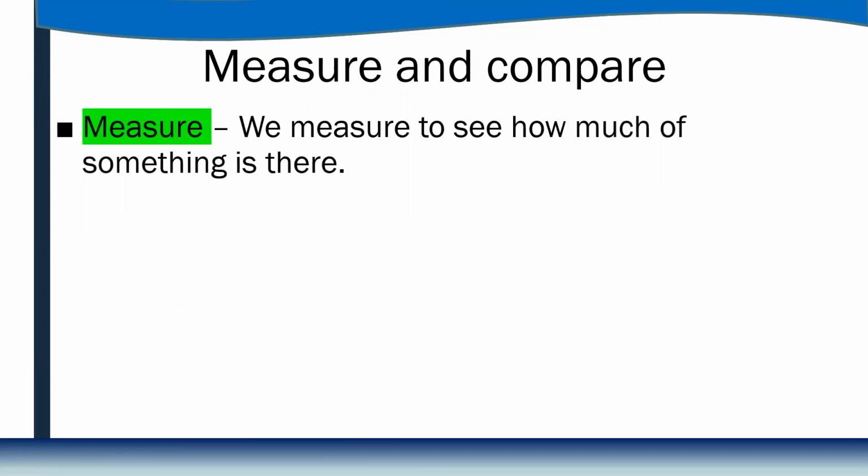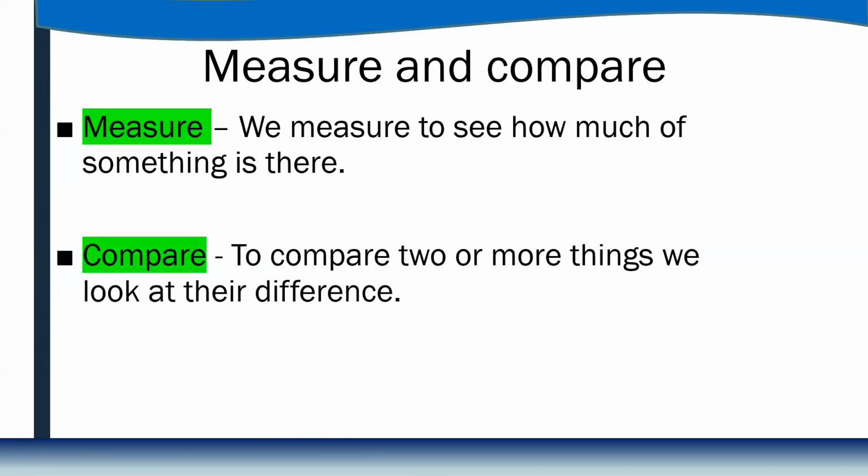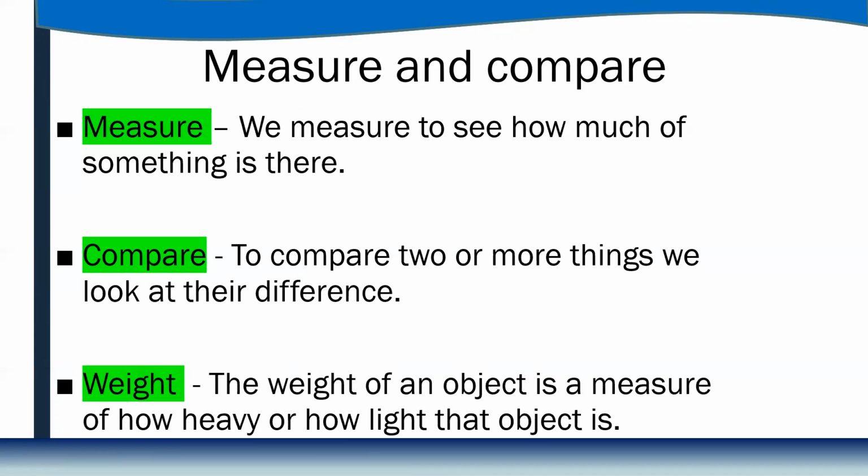The first word is measure. When we measure, we see how much of something there is. The second word that we will be using quite often in today's lesson is compare. To compare two or more things, we look at their difference. The third word that we will be focusing on greatly in today's lesson is weight. The weight of an object is a measure of how heavy or how light that object is.